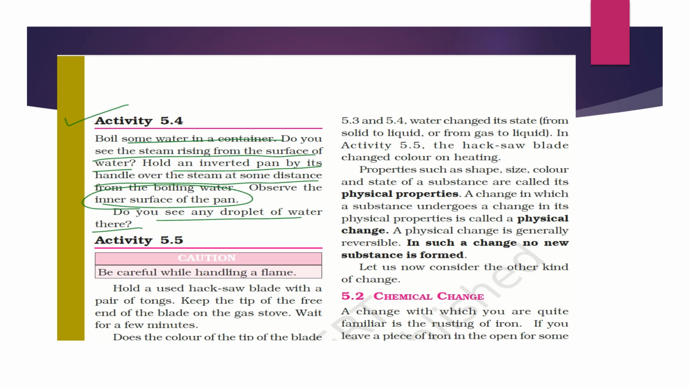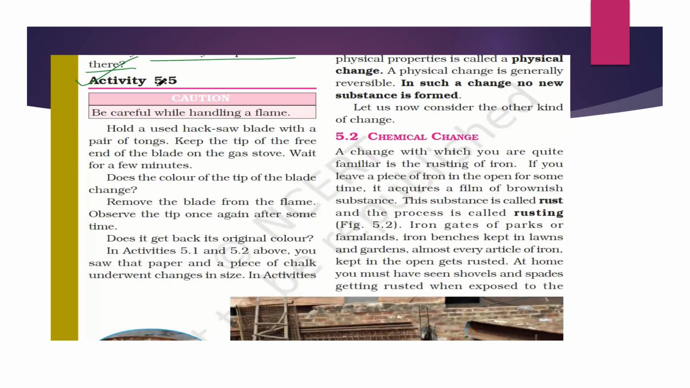Now we will move on to activity 5.5. This activity should be done under your parents' supervision, because it is a difficult type of experiment. So be careful while handling the flame. Hold a used hacksaw blade with a pair of tongs. So what is a hacksaw blade? It is used for sharpening objects. It is called a hacksaw blade.